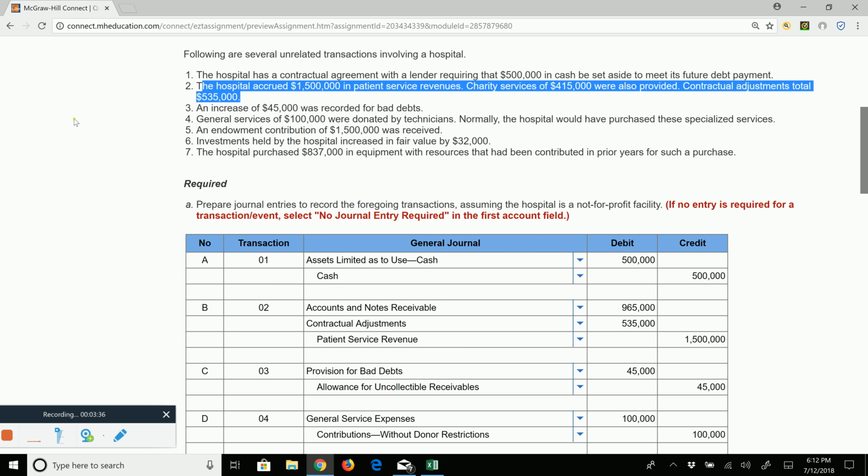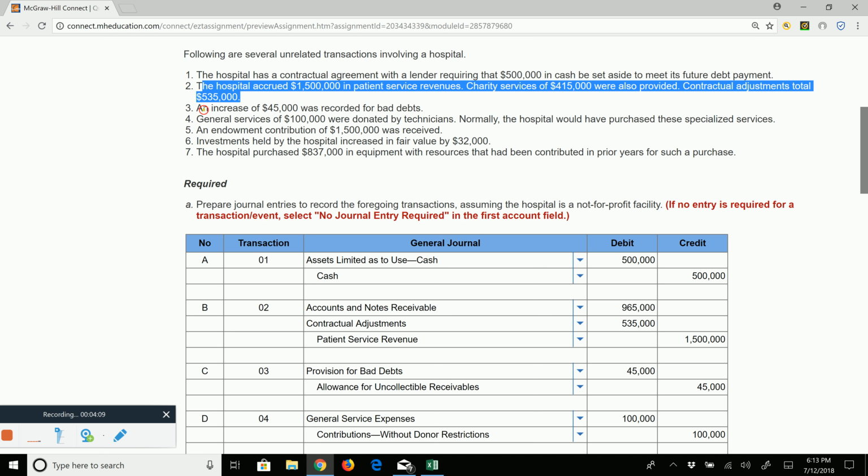Now, a contractual adjustment. A contractual adjustment is the difference between the gross revenue and the amounts that the insurance companies have agreed to pay for that particular service. The difference between the two is going to be recorded in a contra revenue account, and we're going to call that contractual adjustments. This is very similar to a university forgoing tuition for a scholastic waiver. We use a contra revenue for that as well.